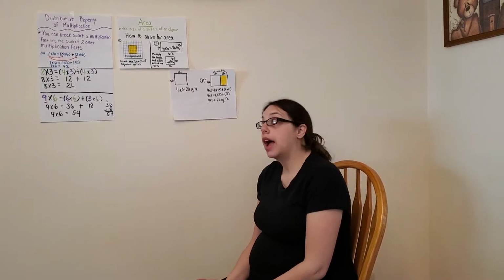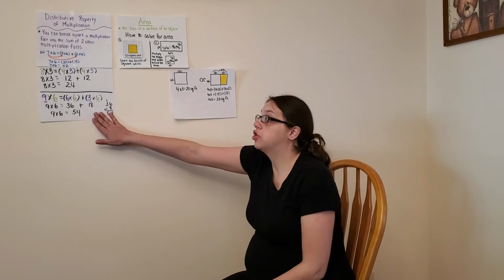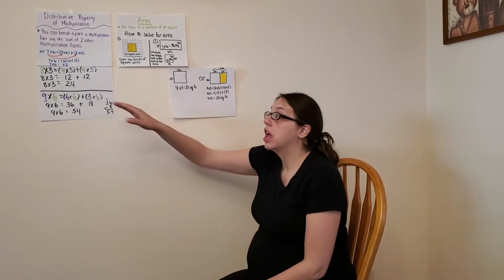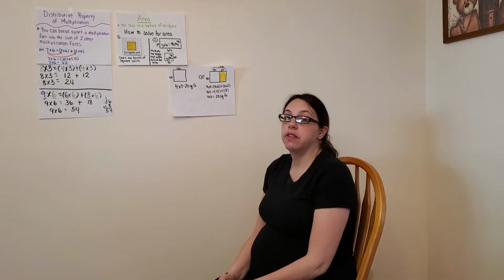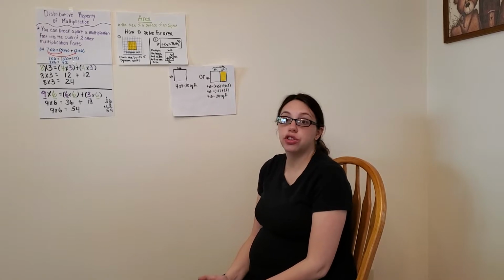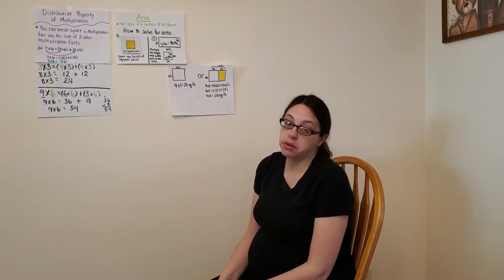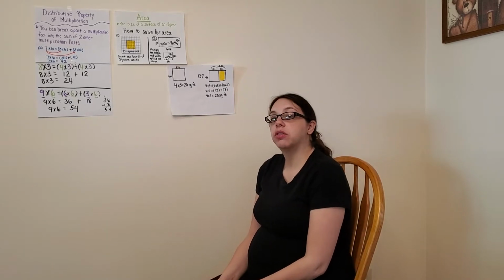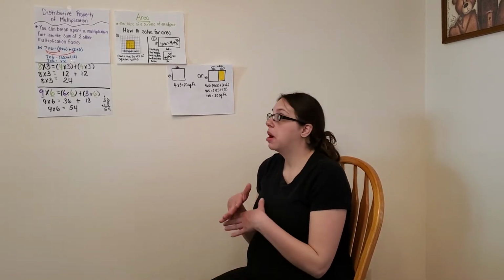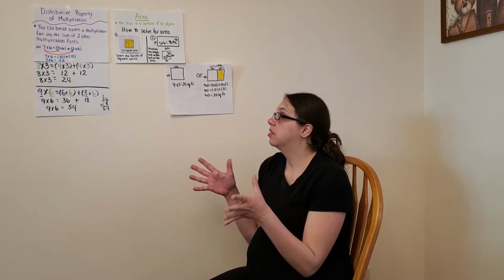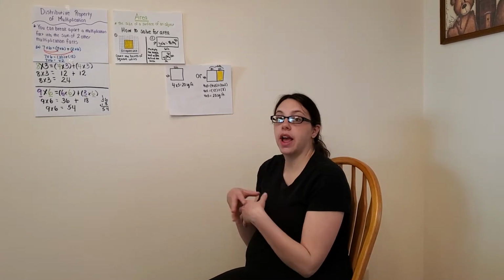This week in math we are going to be talking about using the distributive property when solving for area. Last week we talked about the distributive property, and we can use the distributive property of multiplication when factors are too big. Remember, factors are the numbers that are multiplied together, and we can split those up. The distributive property says we can break apart a multiplication fact and then add them together.